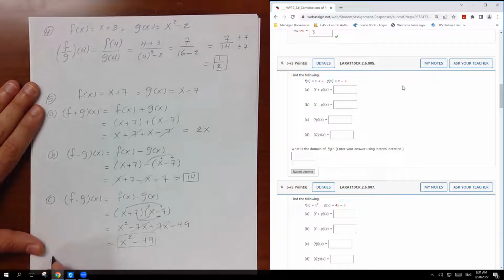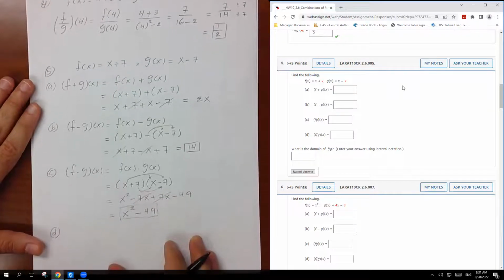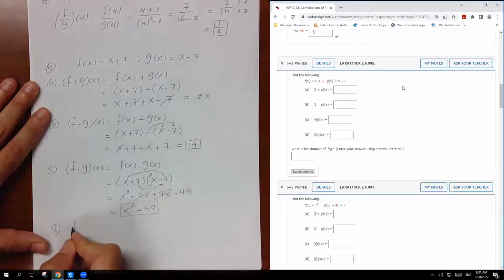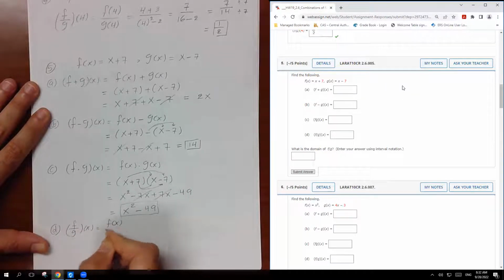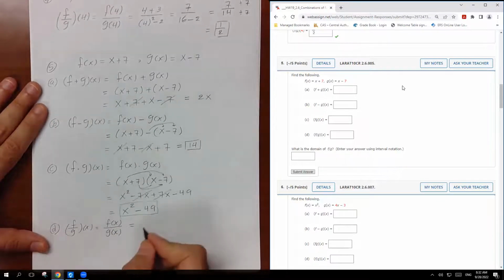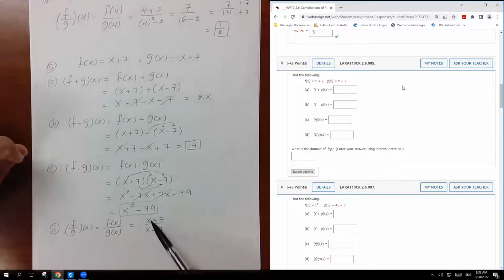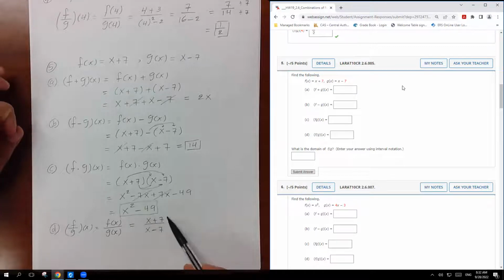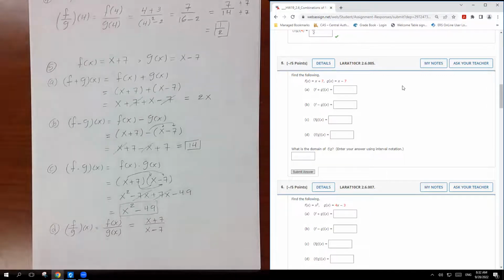The last one, D, they ask you to find the division. f divided by g of x is going to be f of x divided by g of x, where f of x is x plus 7 and g of x is x minus 7. That's it. You can simplify it, but do not cancel the x with the x, or the 7 with the 7. You can't cancel x and the 7s. That's it. This is the result. You can keep it like this.